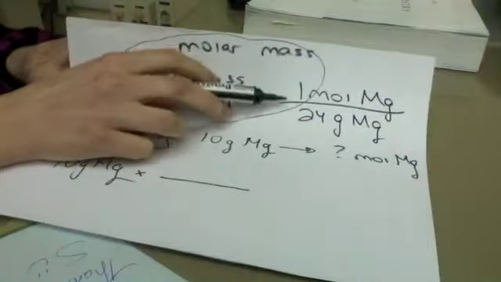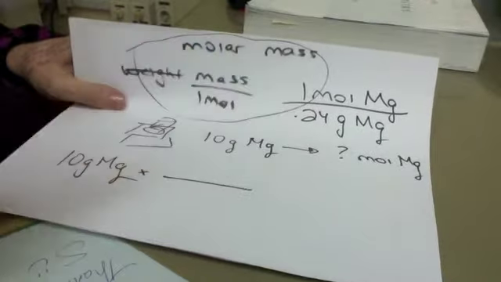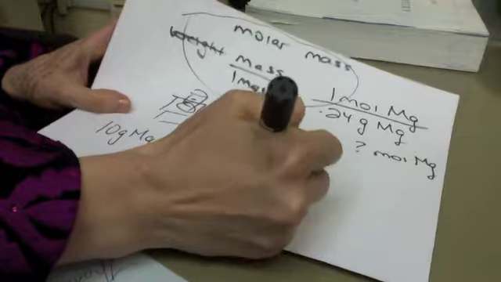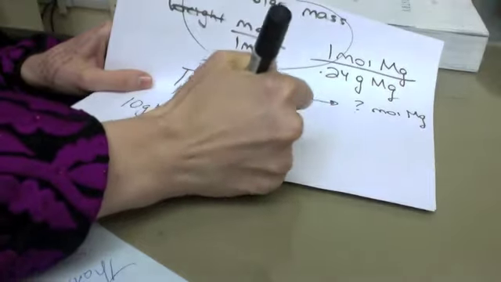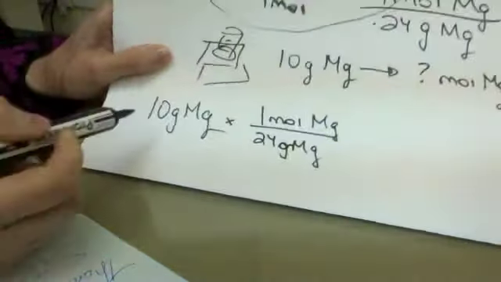And I can write this either way. I can write the 24 grams on top and the 1 mole on the bottom, or I can do it the way that I did it. The reason I'm going to go ahead and write it the way I did it is because I'm asking you for the number of moles. So I want to put the moles on top, and I'm going to put 24 grams of magnesium on the bottom. And now my grams are going to cancel, okay? And then I'm just done. I'll get some answer, all right?